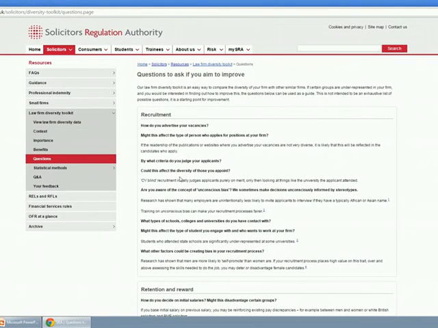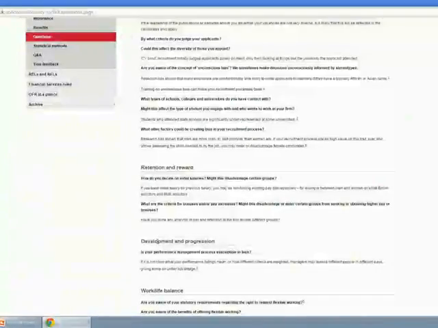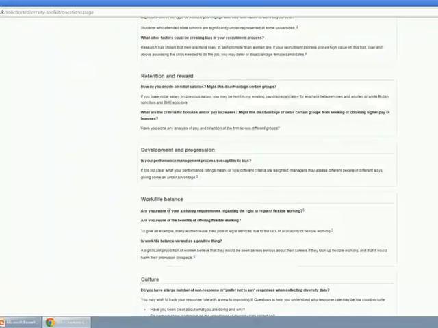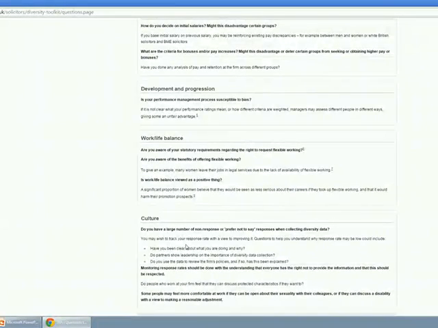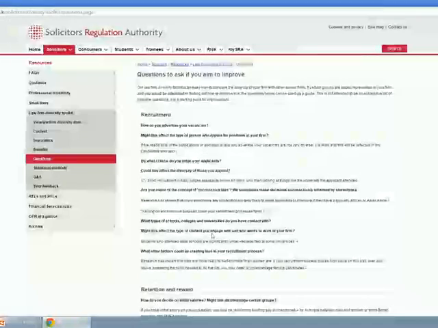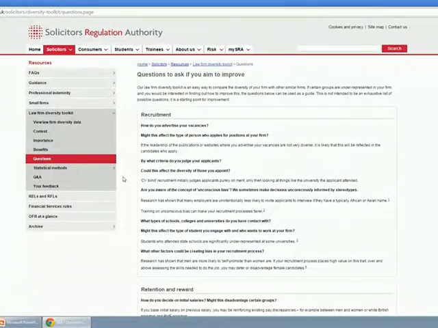So just to help kick that off, we've put some suggestions about areas of questions that you might want to ask yourself. And these cover things like recruitment, retention and reward, development and progression, work-life balance and firm culture, because it's thinking about things like that in a sensible business-like way which is going to have a real impact on improving diversity in the profession, probably far more so than any blunt tools like quotas might have.